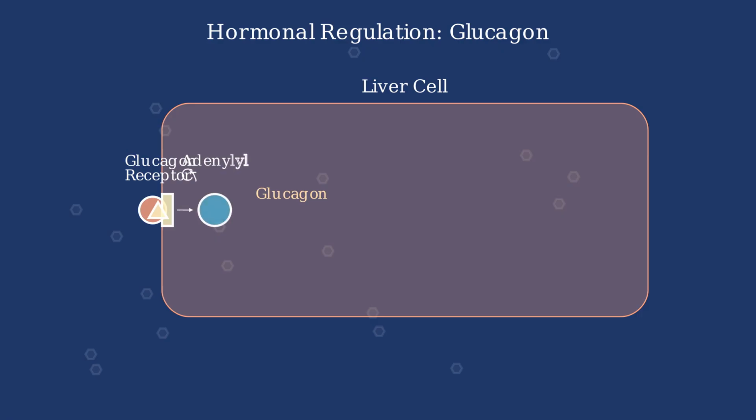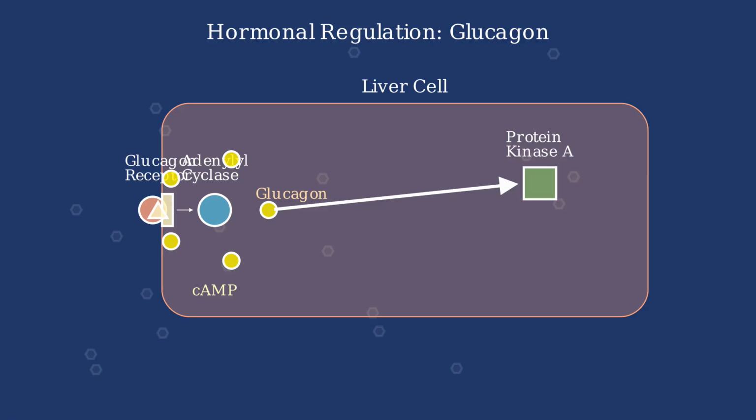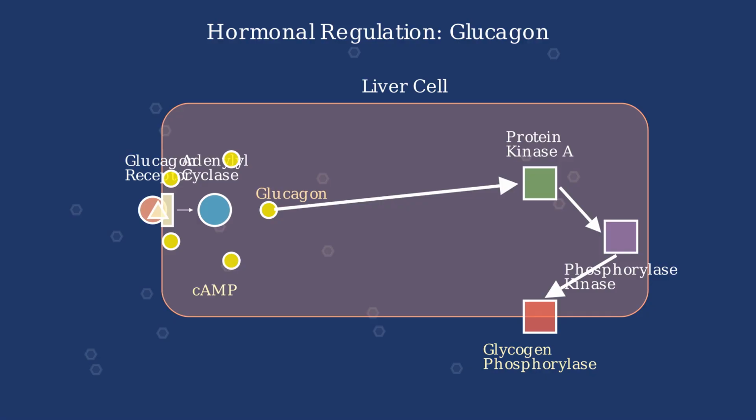The activated receptor stimulates an enzyme called adenylyl cyclase. Adenylyl cyclase converts ATP into cyclic AMP or cAMP, which acts as a second messenger. Increased cAMP activates protein kinase A, an enzyme that adds phosphate groups to other proteins. Protein kinase A then activates phosphorylase kinase through phosphorylation. Finally, phosphorylase kinase activates glycogen phosphorylase, the key enzyme that catalyzes glycogenolysis.